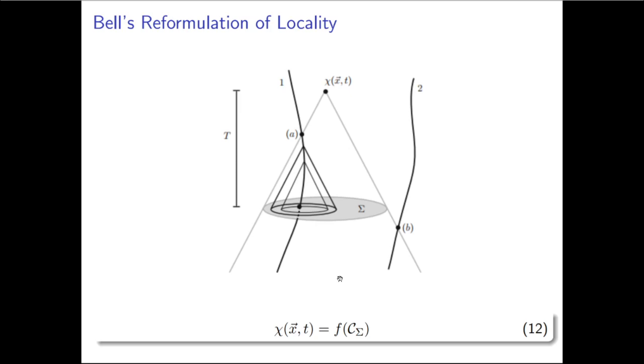So, what is this image actually trying to tell us? Well, if I take a slice of my space-time, past space-time cone, which I'll call sigma, or C sigma, which is section sigma, I can say that this chi of x, comma t is basically a function of this section of the space-time diagram. So this is just putting what I said earlier into more mathematical and more abstract terms, which is I can determine whatever happens here if I know this, right?